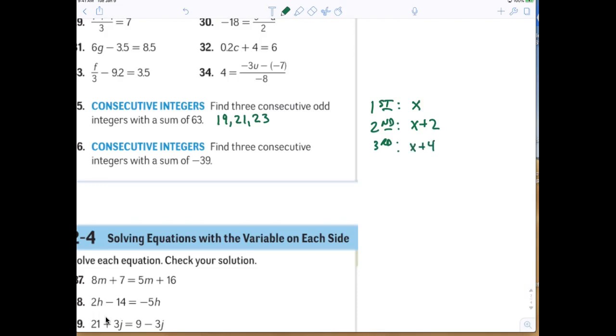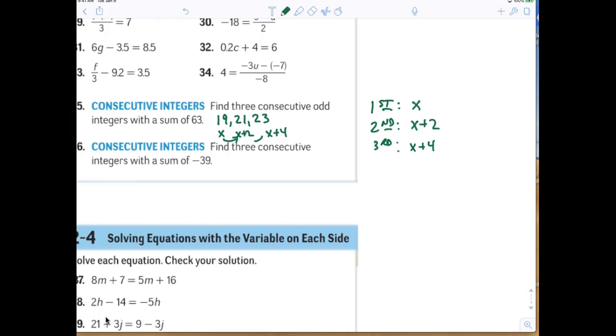Think of this as x. How did I get to 21 then? We would just add 2. Then how do I get to 23? We just add 2 more, which would make it x plus 4. How do you start with 19? Were you listening to me?